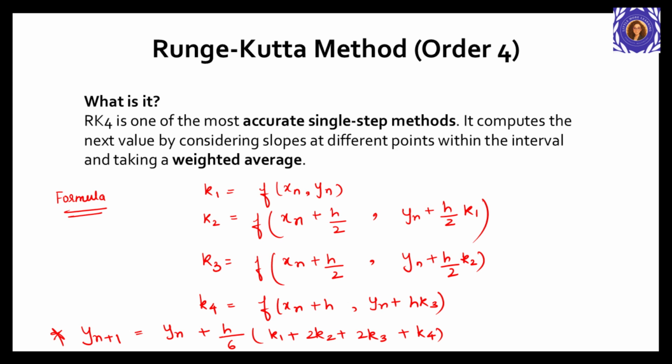Let's say your initial value is 1, and the equation says the rate of change is proportional to time. You compute k1 using the slope at the start, k2 using the slope at the midpoint adjusted by k1, and so on till k4. Then you mix them up and jump ahead. That gives you a very accurate next value. You repeat this over and over, and boom, you get a smooth curve that almost hugs the true solution.